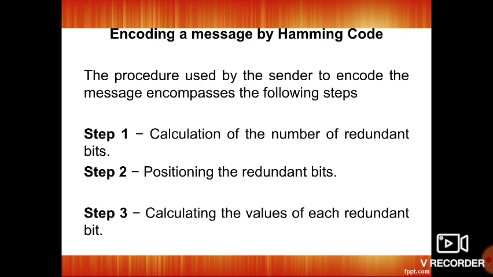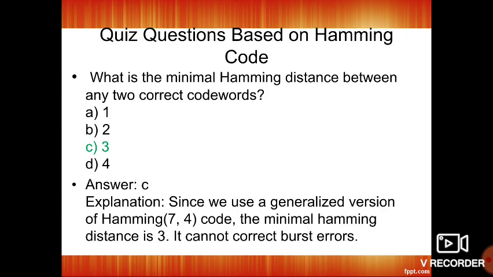The procedure for calculating the Hamming code can be described in steps. Step 1, calculating the number of redundant bits. Step 2, positioning the redundant bits. And the third one is calculating the values of each redundant bit.